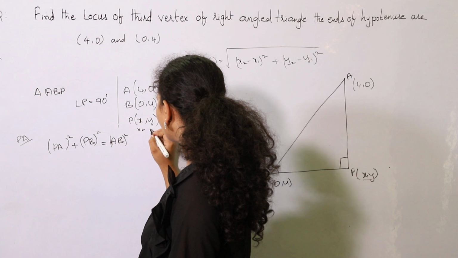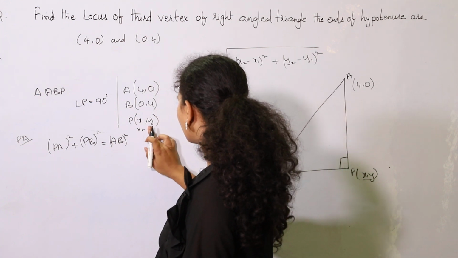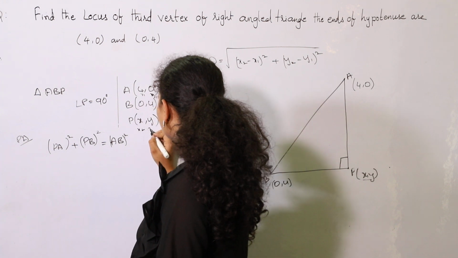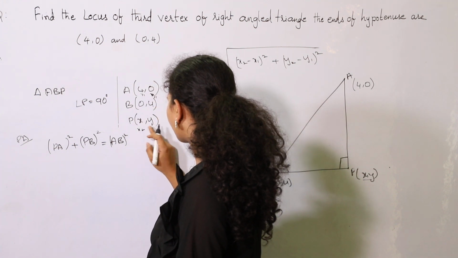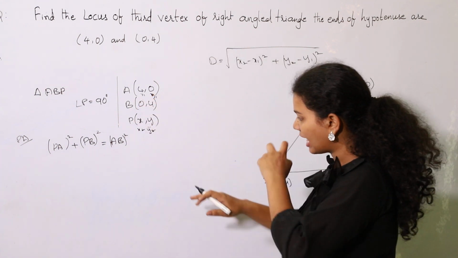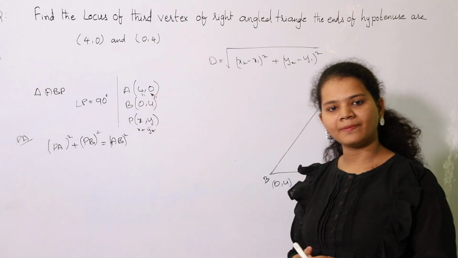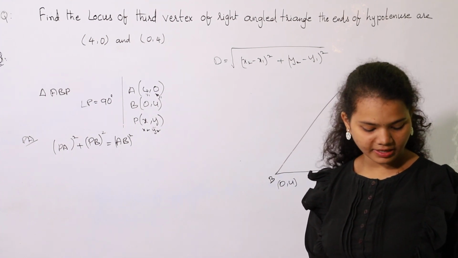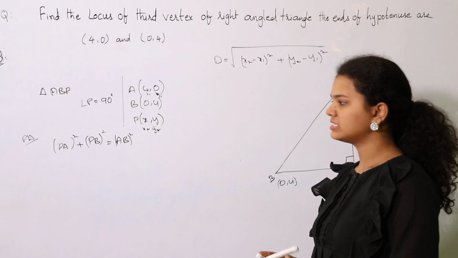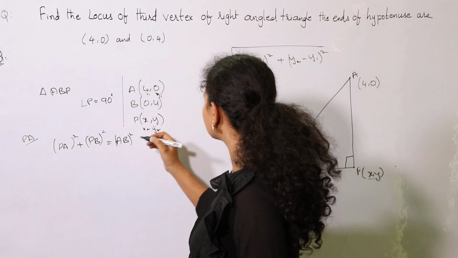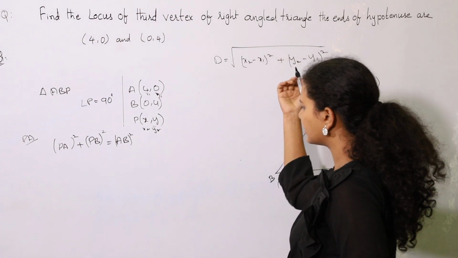Let this be x1, y1 and let this be x2, y2. Let A point be x1, y1 and P point be x2, y2. Clear? So here x2 minus x1 whole square, as we know the formula.